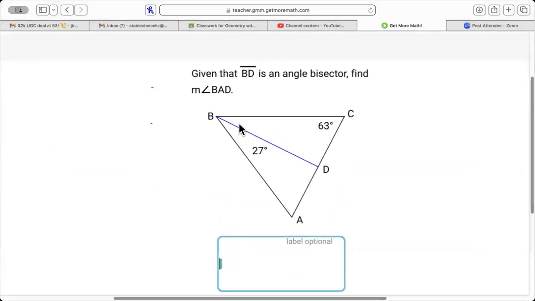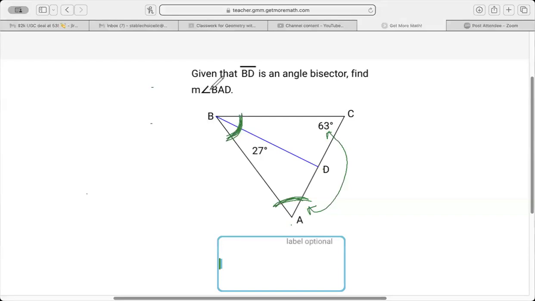This one here, it says, given that BD is an angle bisector, find the measure of BAD. All right, so let's see here. We have BD is the angle bisector, right? It's cutting this angle in half. So always identify the angle it's cutting. And then it says find BAD. BAD is going to be this angle over here. Okay. So if it's cut in half, then that stands to reason that these two should be equal, right?